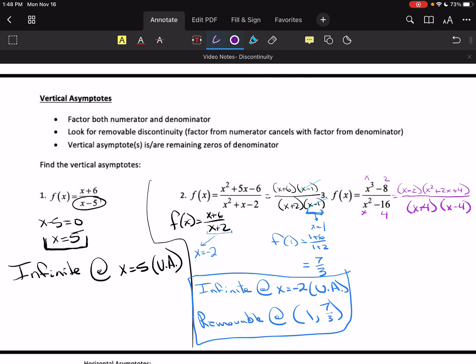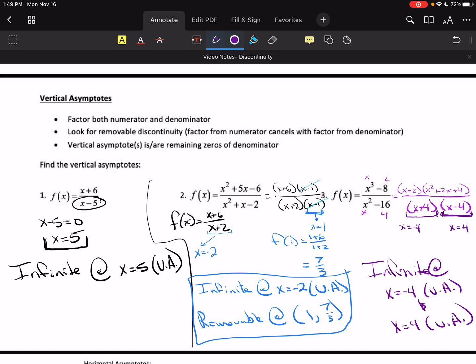So now I just need to figure out my vertical asymptotes. So I look at my denominator. I have two binomials I need to set equal to 0. So I would get negative 4 and 4. So I would have infinite discontinuities at x equals negative 4, which is a vertical asymptote, and x equals 4, which is also a vertical asymptote.